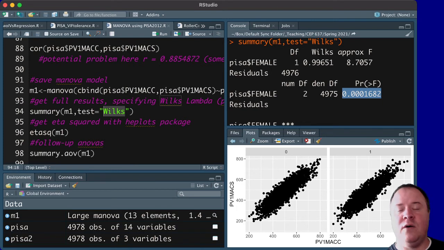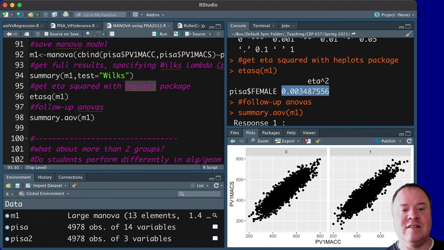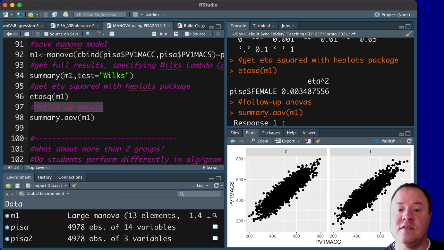Then we want to know how well this multivariate model actually explains those differences. That's what the eta squared from the heplots package is for. This value here is interpreted like multiple R squared. It tells us that 0.3% of the variance in the outcome measures is being explained by group membership. In other words, whether someone is male or female explains about 0.3% of the differences we see in algebra and geometry subscores. Not very much. Then we can run follow-up ANOVAs to see where those differences exist.